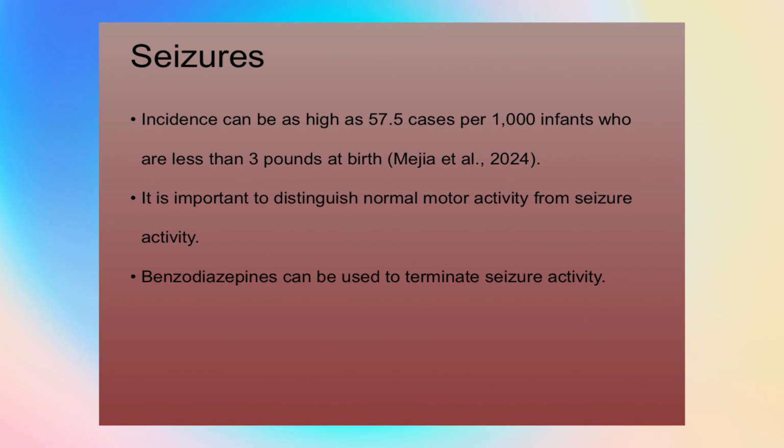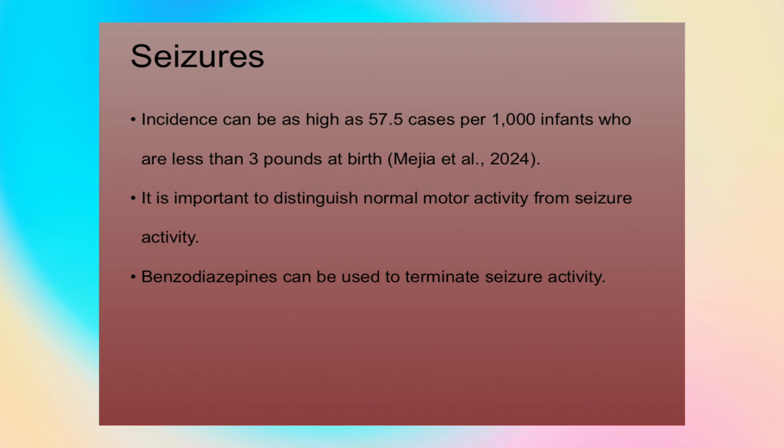The information I have here from Mija et al. reports that it can be as high as 57.5 cases per 1,000 infants who are less than 3 pounds at birth. It's also important for us to distinguish between normal motor activity and seizure activity. And what I mean by normal motor activity is simple jitteriness. This would be the newborn having tremors. However, the key here is the tremors can stop with gentle pressure on the limb.